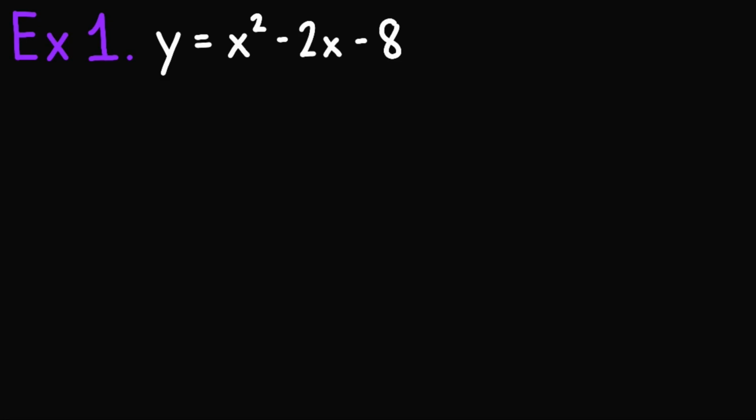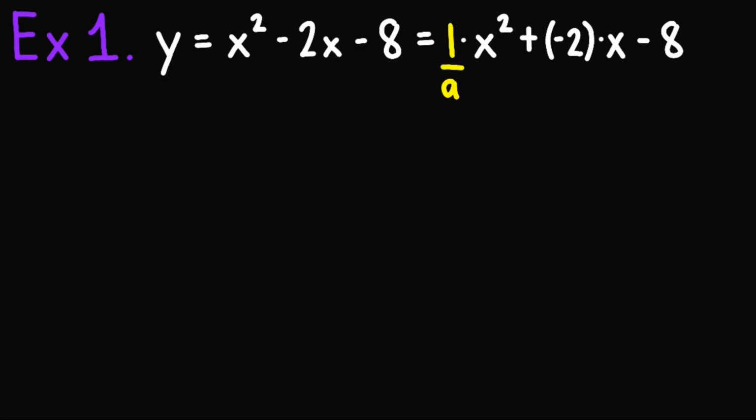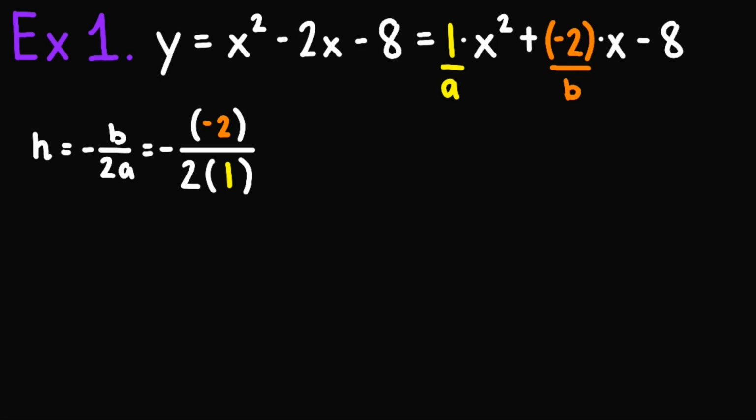So first take note that we can express this equation as 1 times x squared plus negative 2 times x minus 8. So we know that in here, 1 represents the a, while negative 2 represents the b in our standard form. So we can obtain h from this, which is given by negative b over 2a, or plugging in b and a, we'll have negative times negative 2 over 2 times 1. We can divide the 2's out here, and then negative times negative is positive, so we'll be left with 1. This is the value for our h.